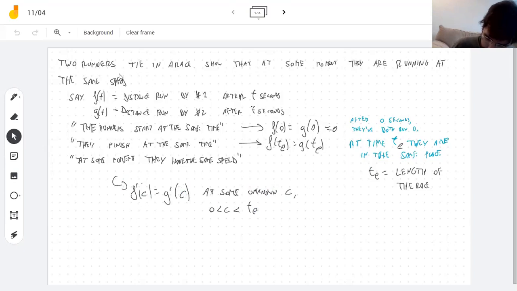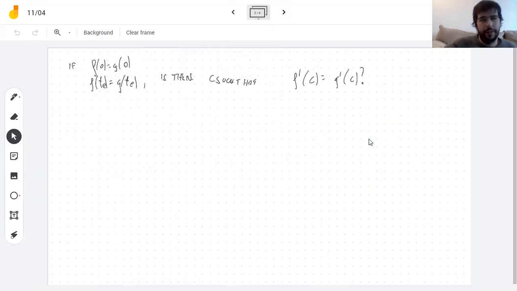And just write down the formulas. So if I have two functions, and they're the same at zero, and they're the same at another point, is there some value in there such that their derivatives are the same?